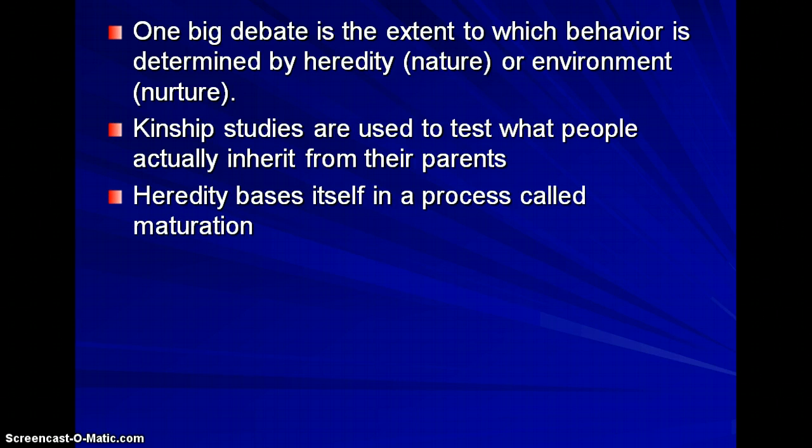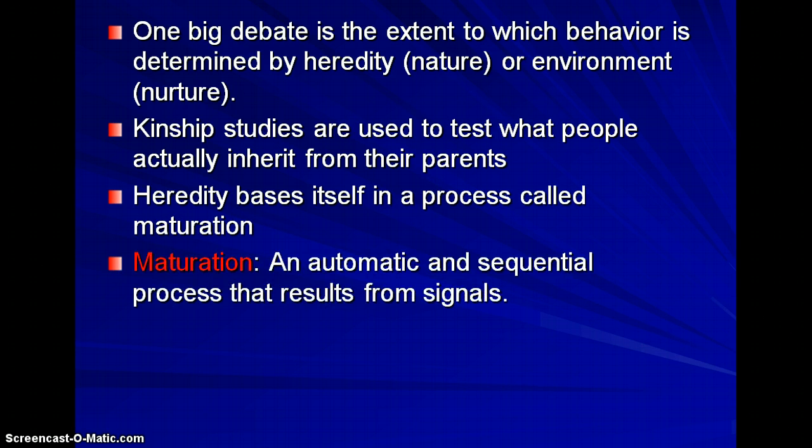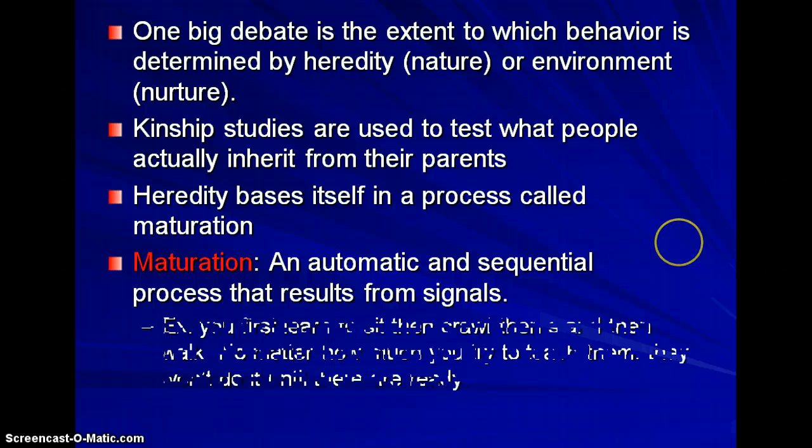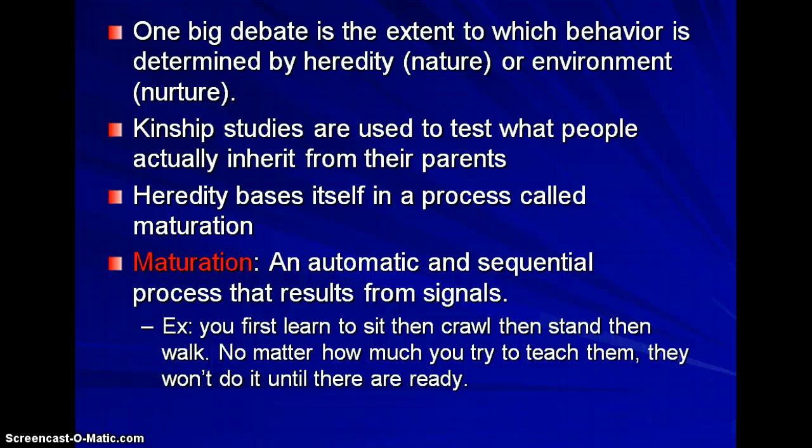Heredity bases itself in something called maturation. Maturation is an automatic and sequential process that results from signals. In other words, it's an automatic roadmap that you are going to follow. It doesn't make any difference what you do or how you try to change it. Your maturation is only going to happen when it happens. You first have to learn to sit, then you crawl, then you stand, then you walk. No matter how much you try to teach a newborn to walk, they're not going to be able to do it. There's other things that have to happen first before they can walk. Occasionally they'll take one or two steps, but that's luck. They're really not walking until they've gone through all the other processes first.